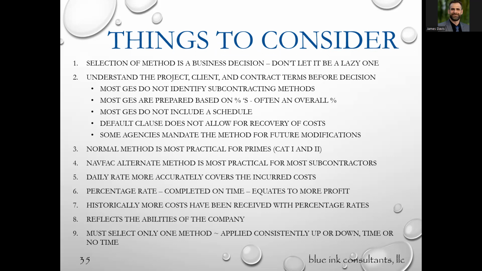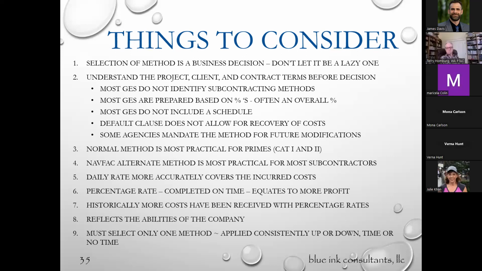Most government estimates are prepared based on percentages and often an overall percentage, meaning markups should be 20%, okay? They don't break it down because they don't understand it. They go with estimating manuals. So if they say 20% markup is standard and you have a 30% markup, they're going to question it as to why. So again, just understand that the government doesn't put together cost proposals, whether it be their own, for evaluation based on how you may price it. You just need to be aware of that.